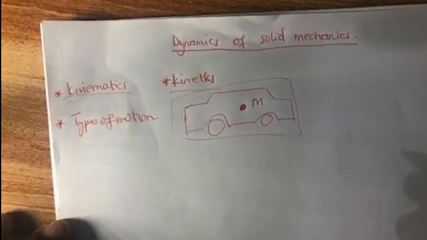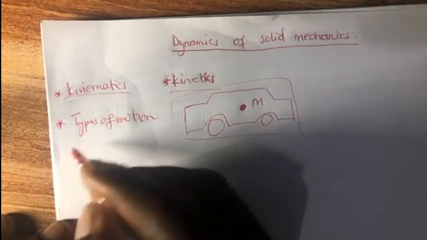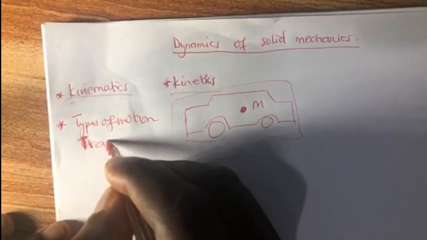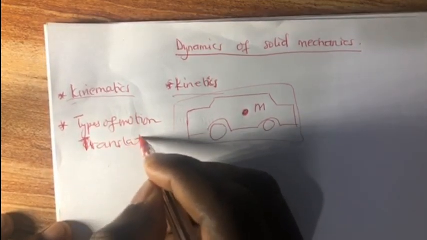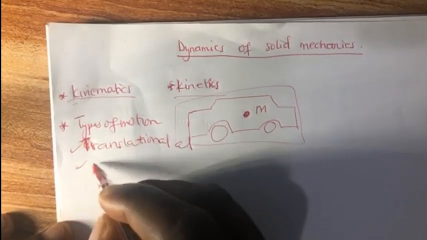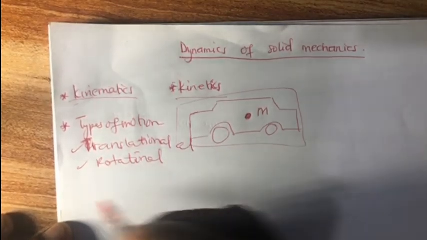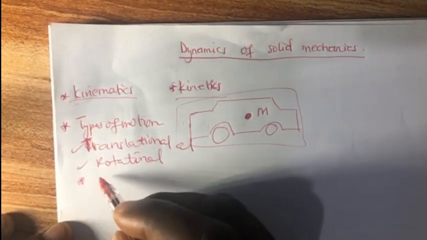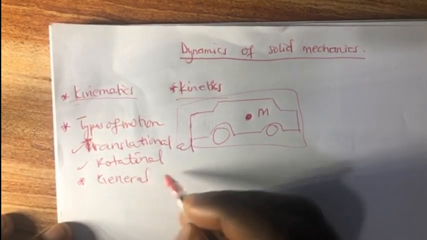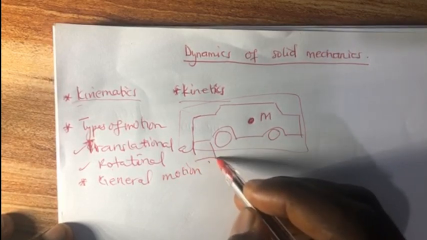We have to understand the types of motion. For the types of motion, we have translational, we have rotational motion as well. Then the last one, usually we don't talk about it in second year, which is general motion. Now, general motion is the combination of the two.